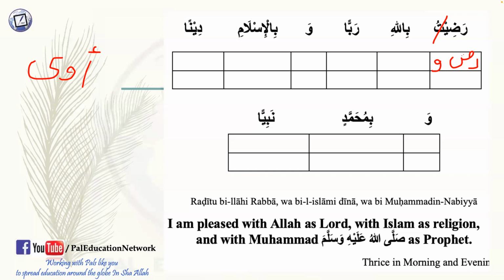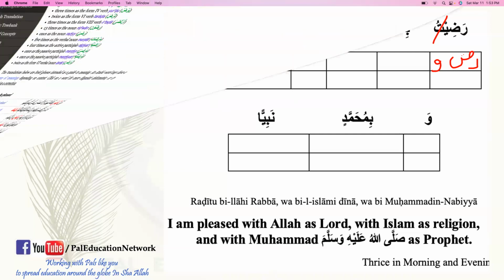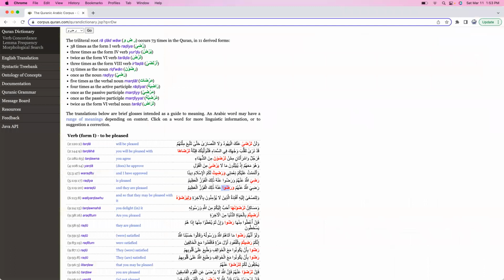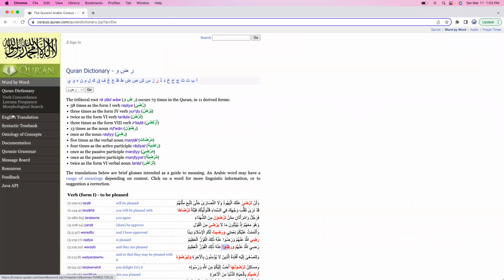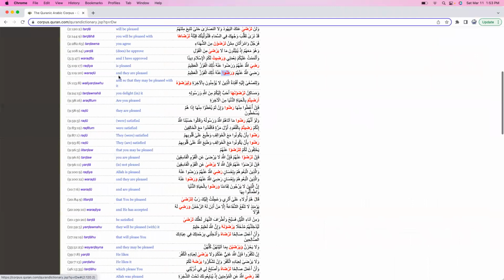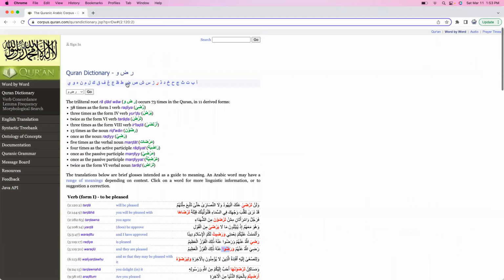Any questions, or this is clear? Clear? Alhamdulillah. All right. So what do we have here? I'm pleased with Allah as my Lord and Islam as my religion and Muhammad sallallahu alaihi wasallam as my Nabi. So I can go back, and for Nabi, I can just quickly check on Corpus if I did the correct one. Same thing, I just go to the Quran dictionary and then I go to Noon.